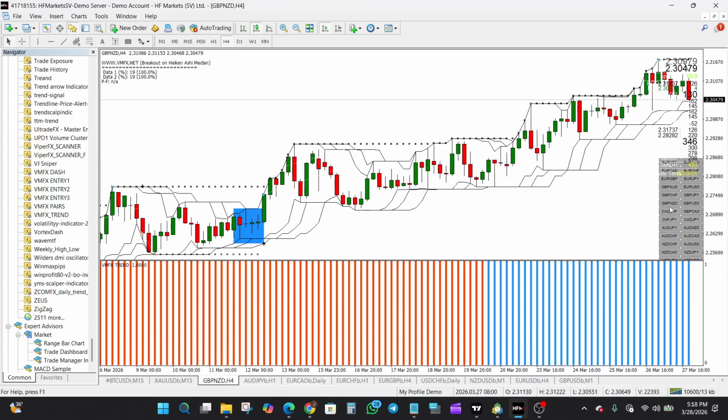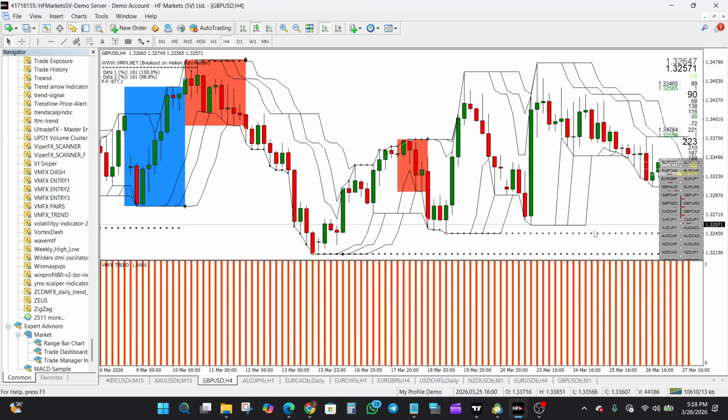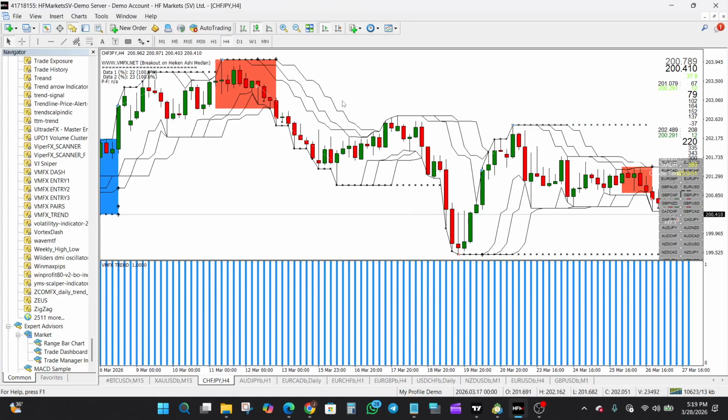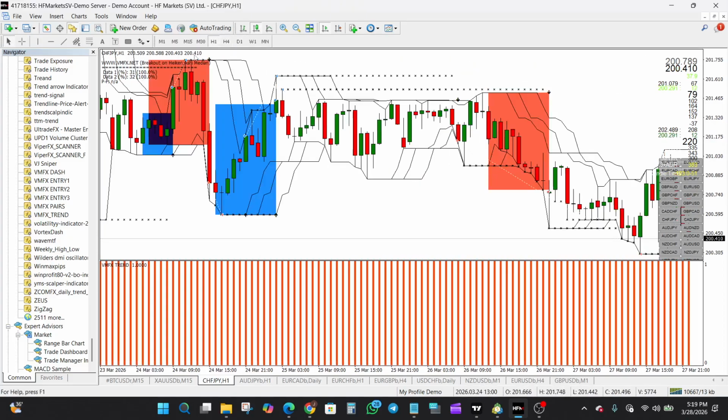You can see that the VMFX Pairs enable us to switch across different currency pairs. It makes it easy to switch across different currency pairs. And then you can see that our VMFX Trend helps us to identify the current trend in the market, across whatever currency pair that you want to analyze. Whatever time frame you go to, the VMFX Trend is just going to tell you what the current trend is for that time frame.